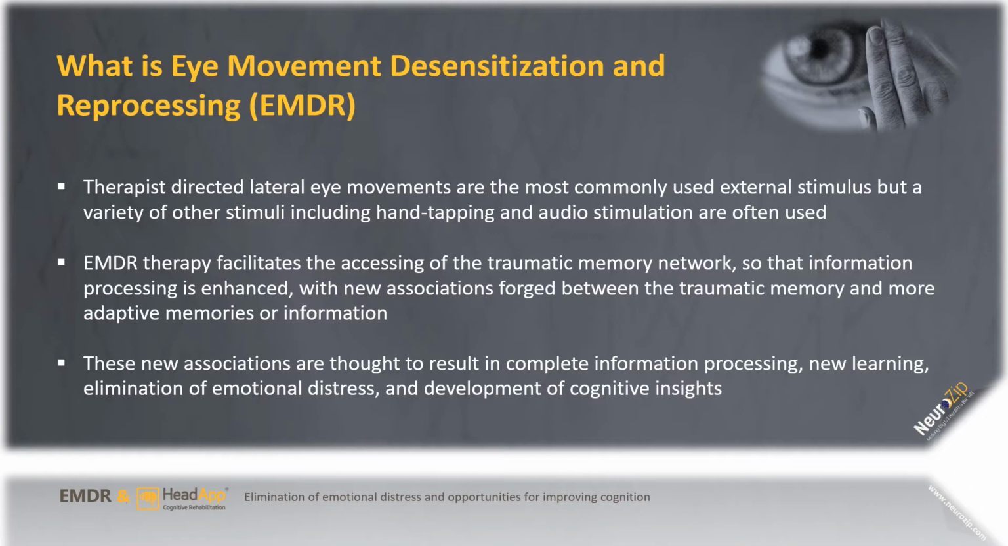It then allows that information and fear in the trauma to be enhanced and connected to new associations that are much less traumatic or non-traumatic. And so we have a more adaptive use of those traumatic memories than we did before. These new associations are thought to result in complete information processing, new learning, elimination of emotional distress, and development of cognitive insights.